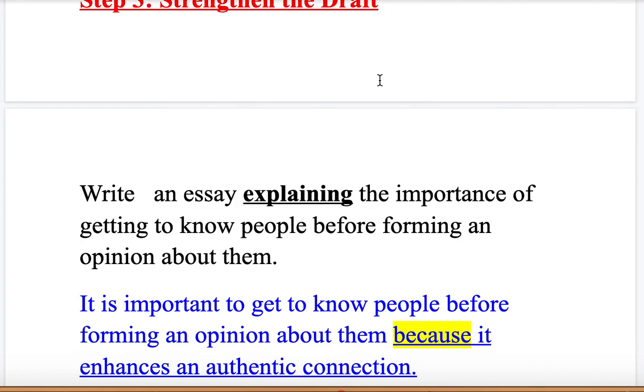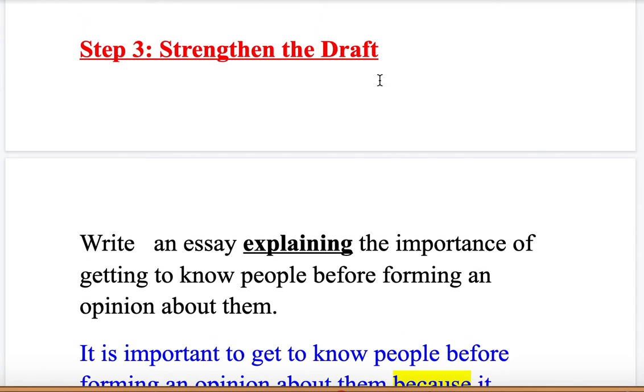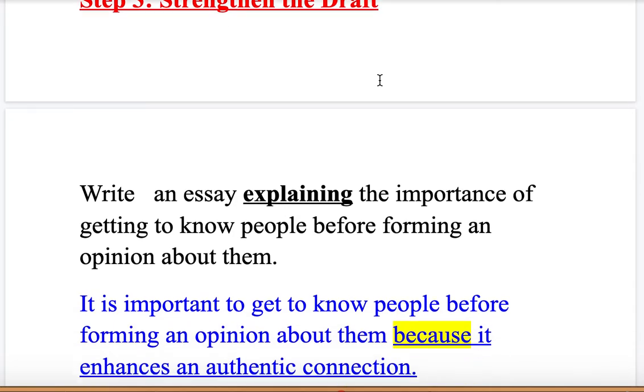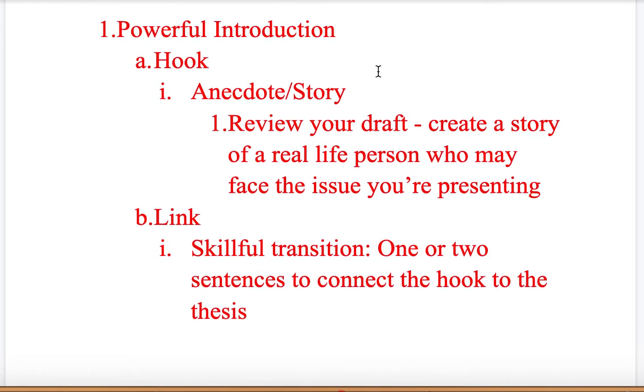So now, you're like, Miss Hightower, we have this one sentence conclusion, this one sentence thesis, the intro, that's unacceptable. It is if you want a top score. So that's why we're going to strengthen the draft. Here is a model.